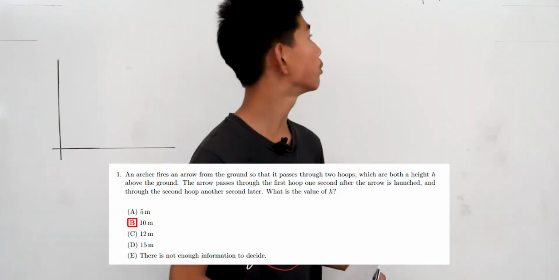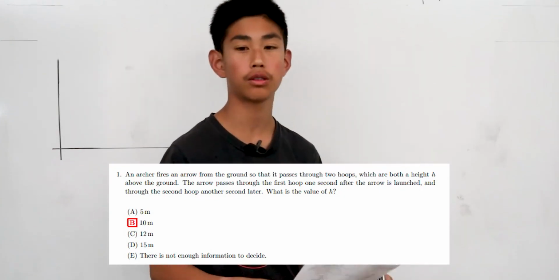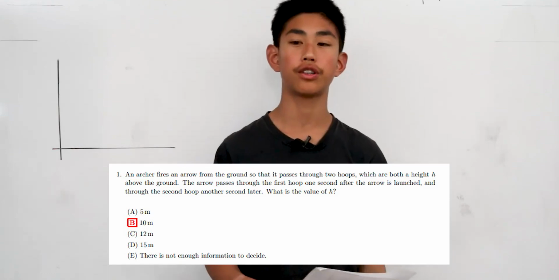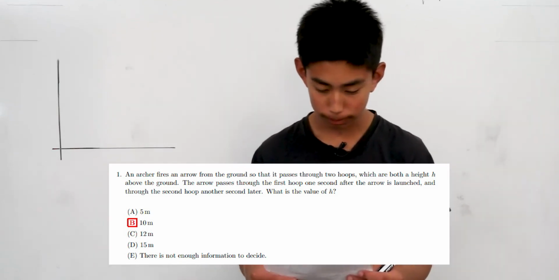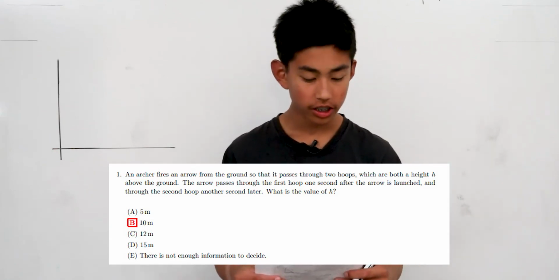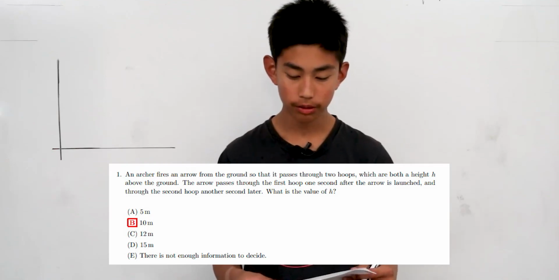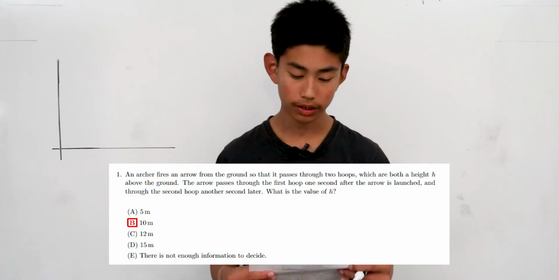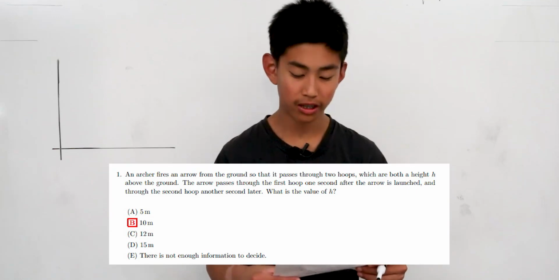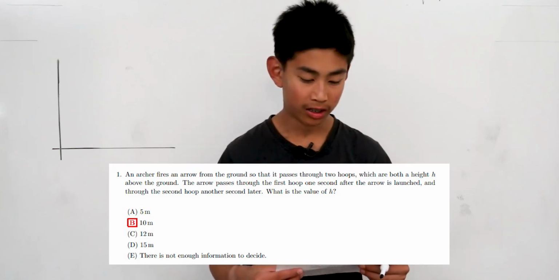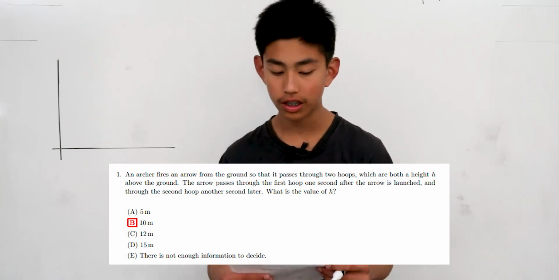Today in this video we'll be solving problem 1 from the 2024 F equals MA test, which is a physics exam that is very basic. The problem says, an archer fires an arrow from the ground so that it passes through two hoops which are both a height h above the ground. The arrow passes through the first hoop 1 second after the arrow is launched, and through the second hoop another second later. What is the value of h?